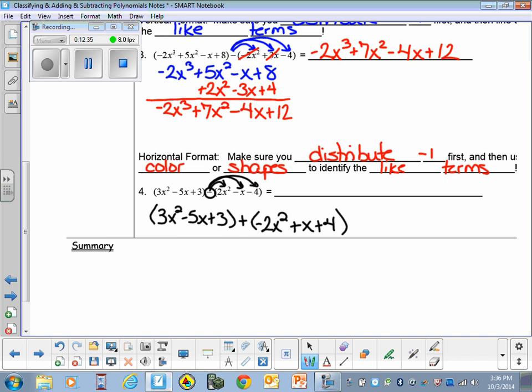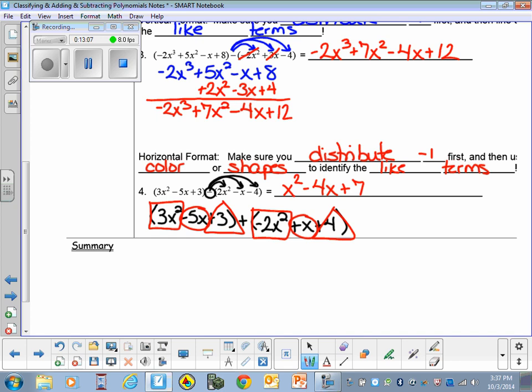At this point, I'm going to box my x squareds. I'm going to put circles around my x's. And I'm going to put triangles around my constants. So 3x squared minus 2x squared is x squared. Negative 5x plus x is negative 4x. 3 plus 4 is 7.